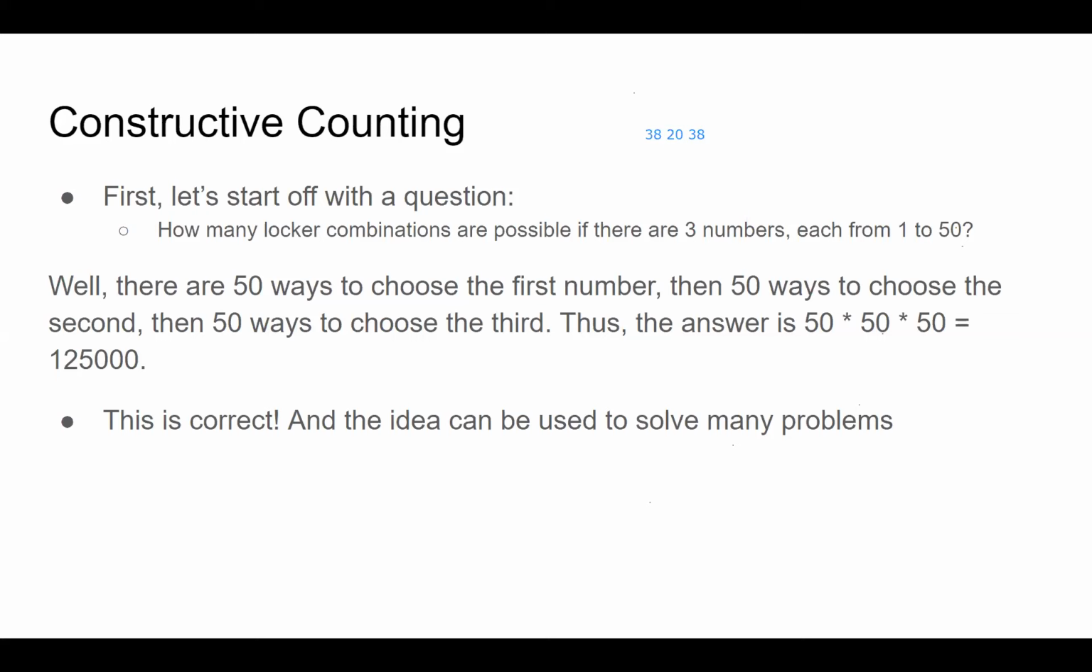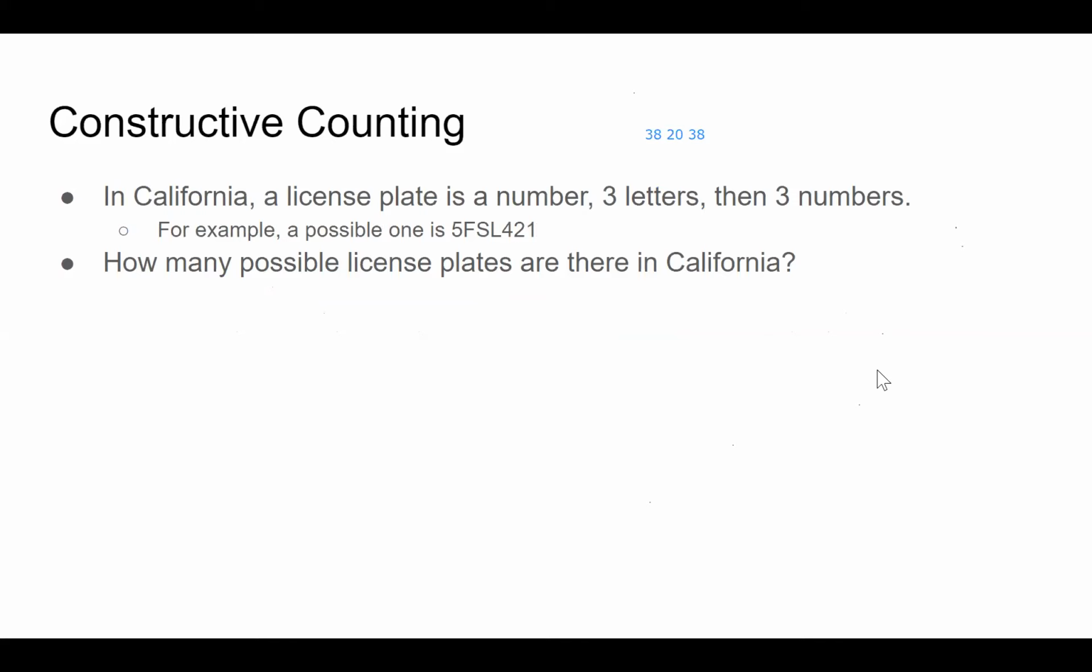Wait, yeah, okay. This answer is correct, and it can be used to solve many problems. All right, so in California, also for this question, don't compute it, or you can just use a calculator because it's annoying. So in California, a license plate is a number, 3 letters, then 3 numbers. So for example, a possibility is 5 FSL 421. So how many license plates are possible in California? I'll let you think about it for a bit.